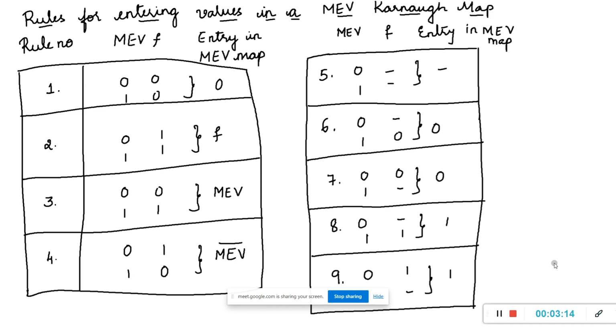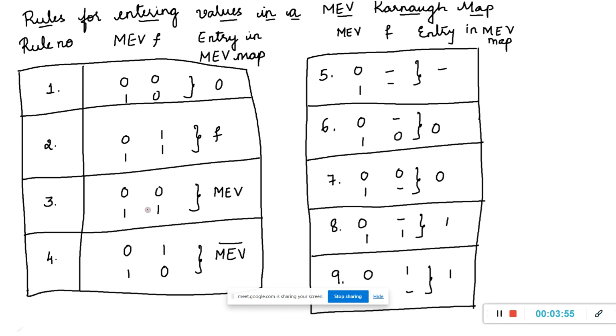Next we have, so I have written here the rules for entering the values in a MEV Karnaugh map, that is K-map. Okay. So here I'll just be talking about the rules. What are the rules? So here, rule number 1, this is a rule column. This is a MEV variable column, maybe C, maybe D, whatever.